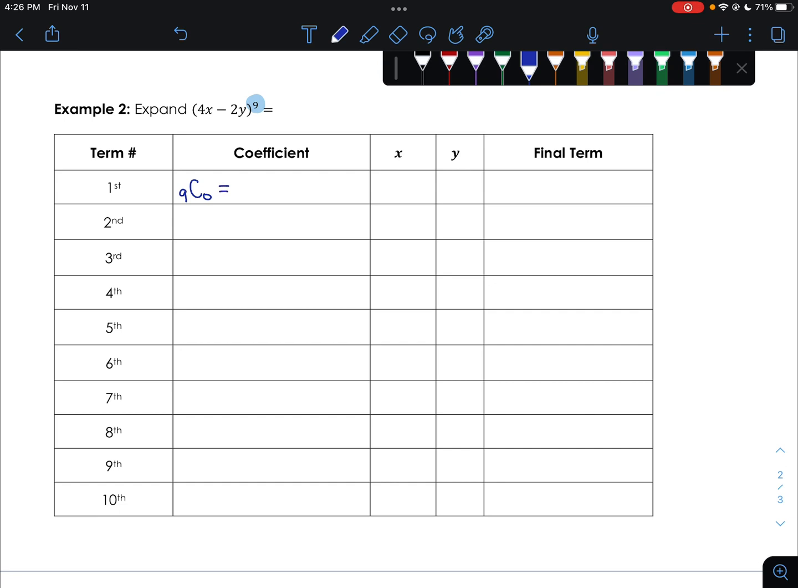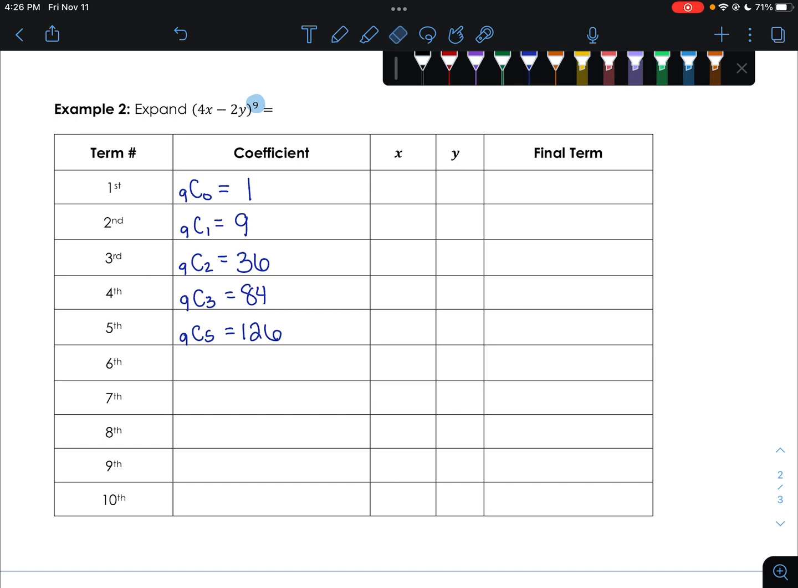So if you need a pause at any point, pause it. But go ahead and type that into your calculator, making sure that you understand how to get these numbers. So you should get 1. Then 9 choose 1. You will get 9. 9 choose 2. You should get 36. 9 choose 3. You will get 84. 9 choose 5. You will get 126.